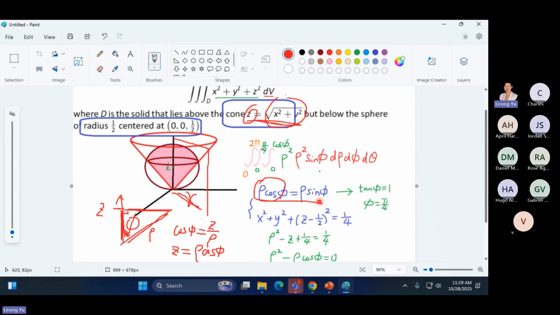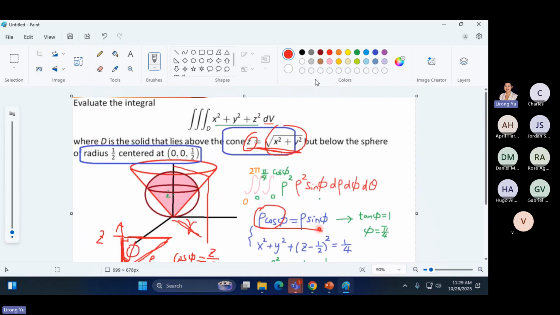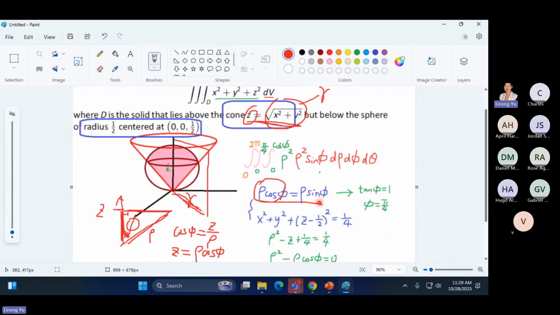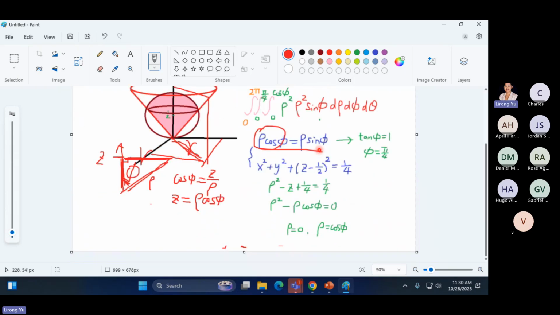On the other side, we have root of x squared plus y squared, which equals r, the r in the xy plane. In the xy plane, x squared plus y squared equals r squared. But if we project it here, it's this part. This is the r. So this r is actually rho sine phi.